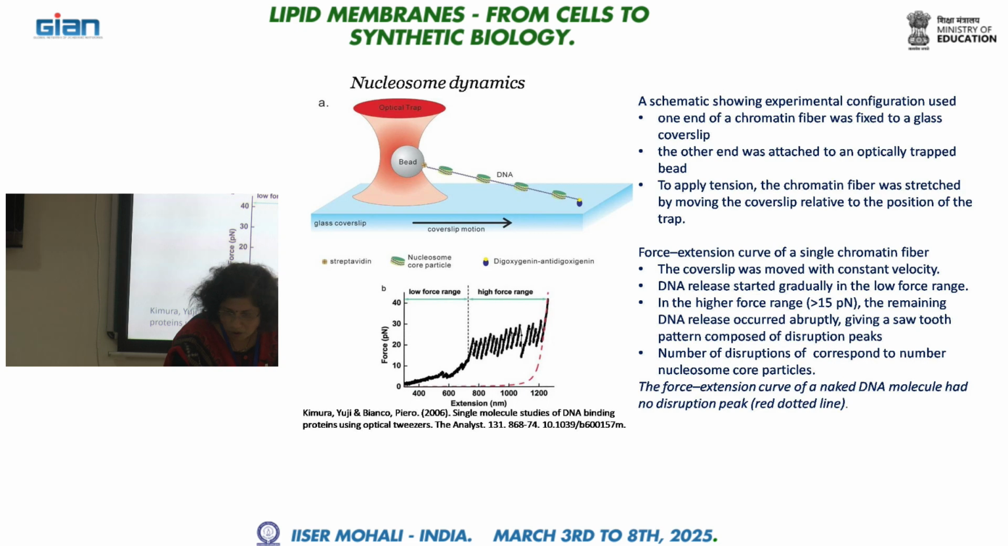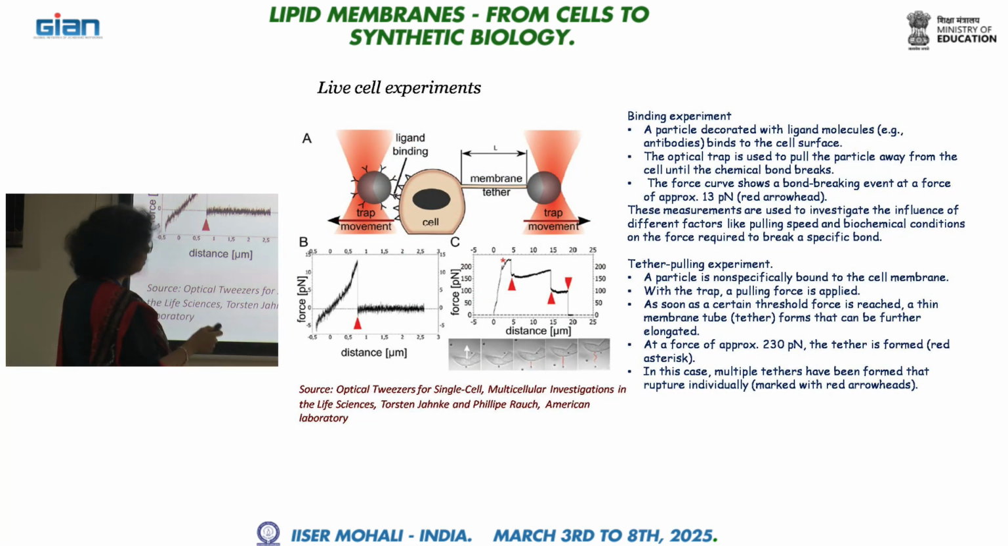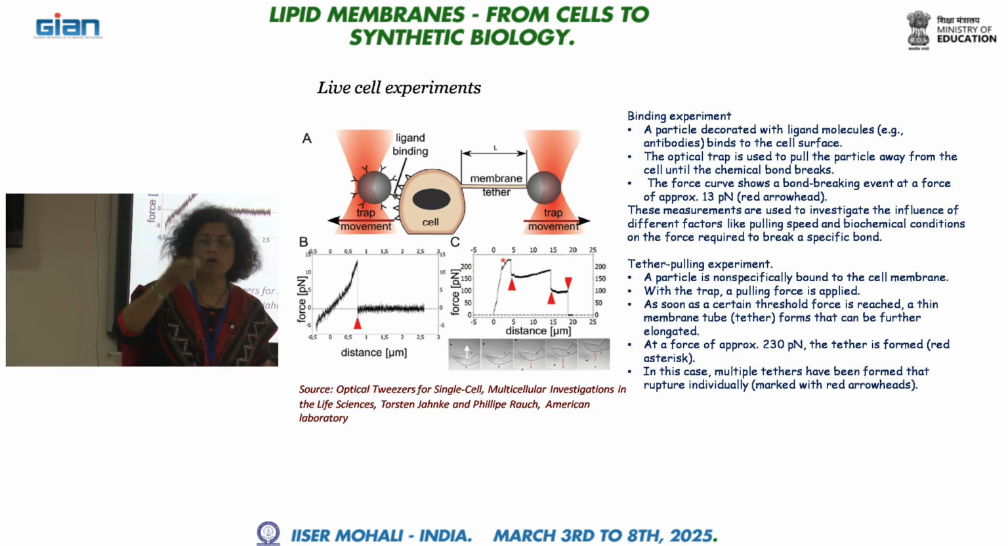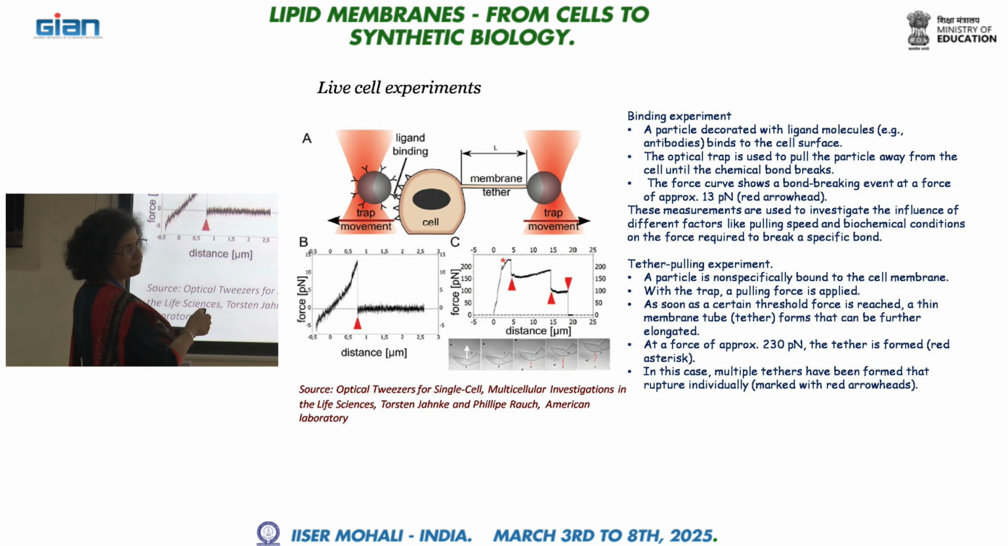So now let me go to another example. These are live cell experiments, and actually 2 experiments have been described over here. Here you have a cell, and by ligand binding, you can basically have the microbead that you're trapping coated with a certain kind of ligands which will essentially bind to a cell membrane. Now what you can do is start the trap movement, so the trap starts moving away, and at some point, of course, this is going to give up.